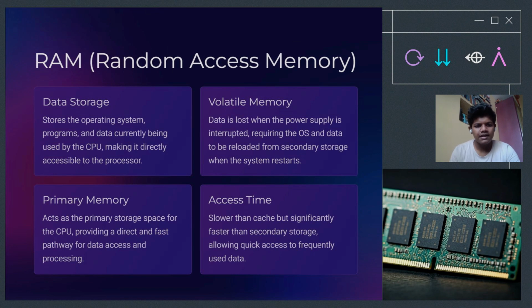Then primary memory. It acts as a primary storage space for the CPU, providing a direct and fast pathway for data access and processing. Then access time. It is slower than the cache but significantly faster than the secondary storage, allowing quick access to frequently used data.